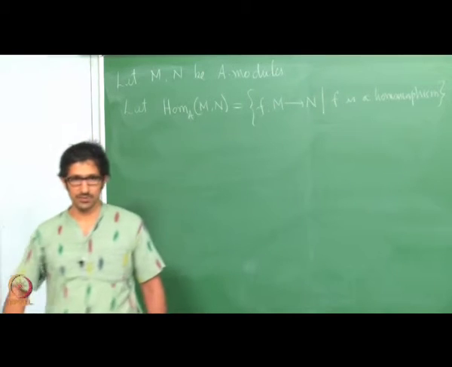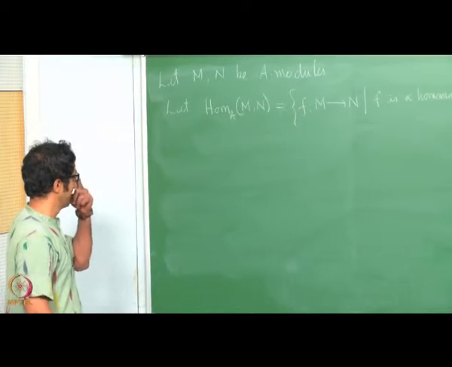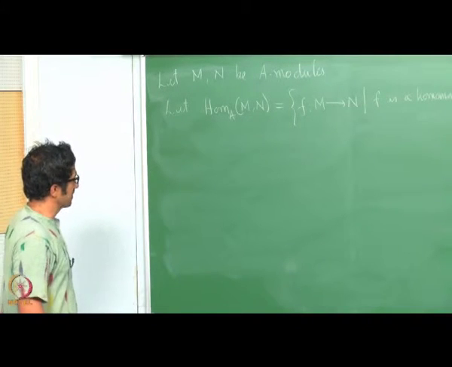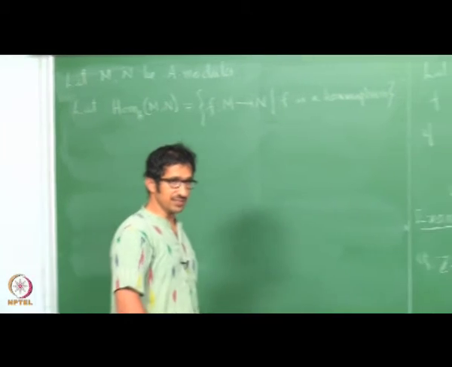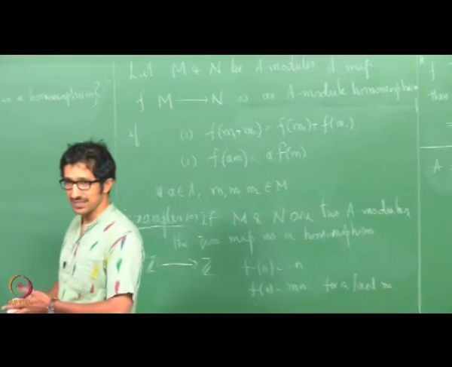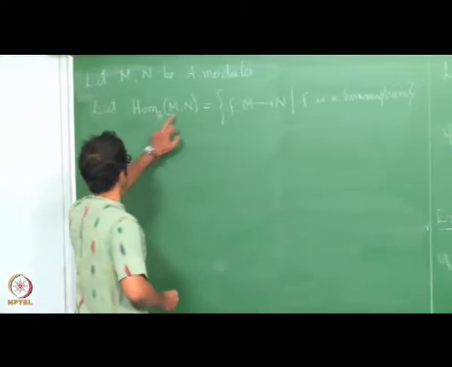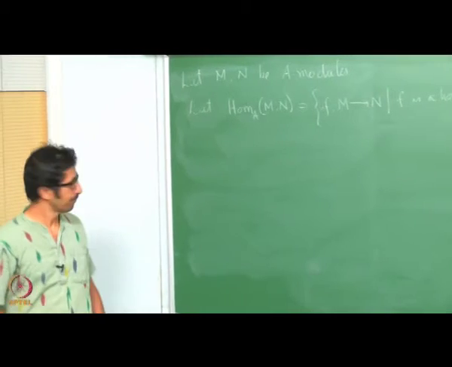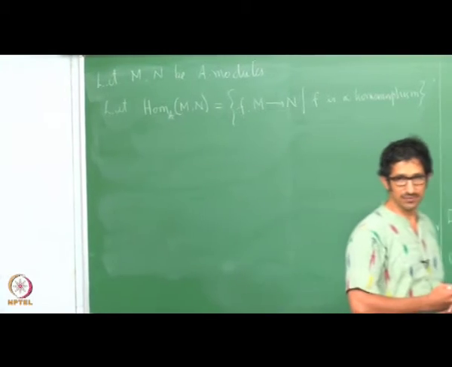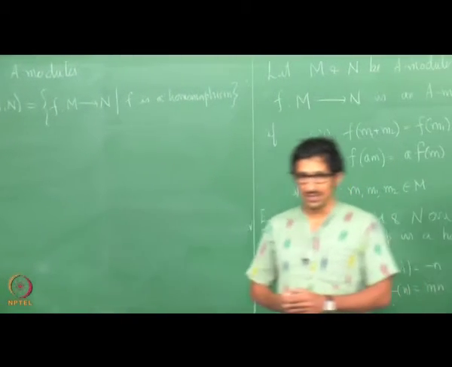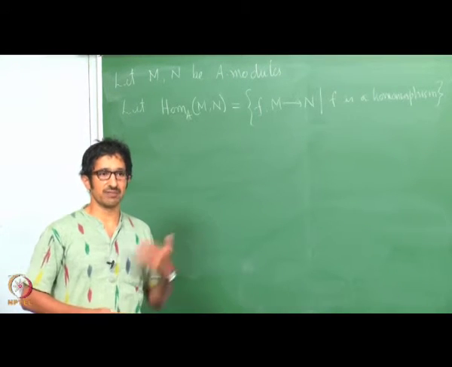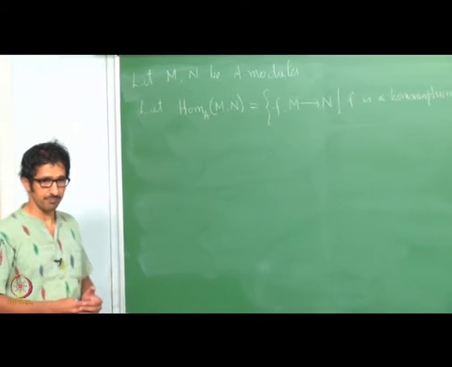F is an A module homomorphism. Okay. What can you say about this set? Is this familiar? For example, in the case of fields, if you take A to be a field and M and N be vector spaces, then this is denoted by L(M, N), the set of all linear maps from M to N. That is also a module over, or in the case of fields, that is also a vector space over the ground field.